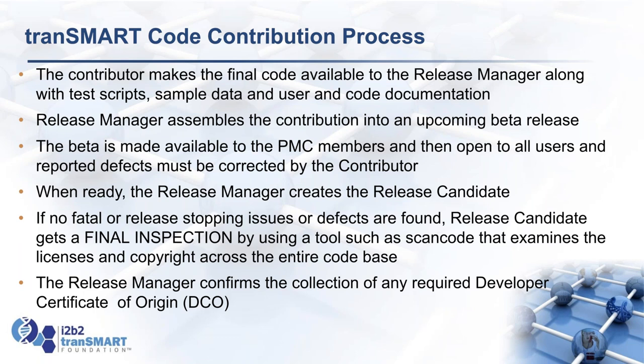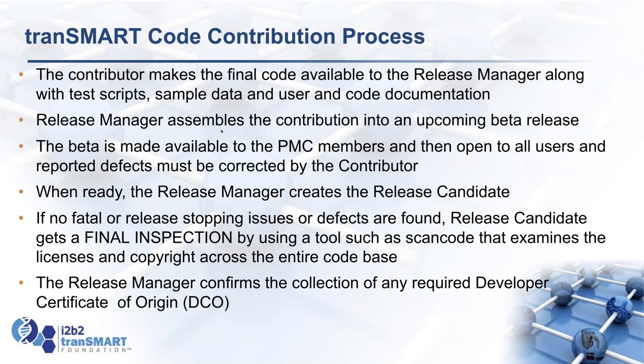A contributor makes the final code available to the release manager, and it's got to come with test scripts, sample data, and user and code documentation. All of that is checked once it gets contributed to us. The release manager will then assemble all of this, get it into the right place in the GitHub, and try building it into a release candidate. Assuming that everything goes okay, this is made available as a beta test, and when you get the beta tests, they may include some contributed code or new features from different people, and these will all be documented in the release notes with the beta as we get it sent out.